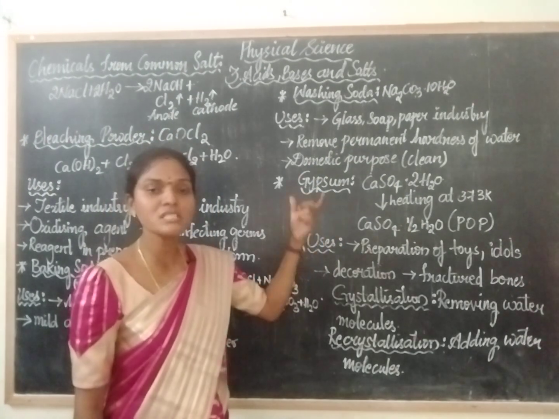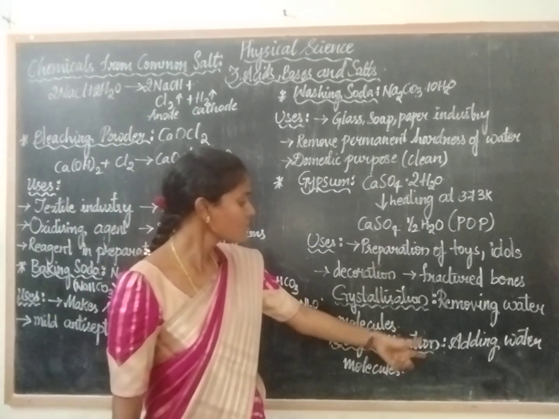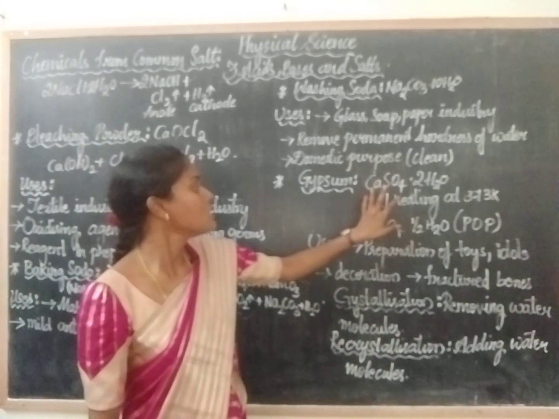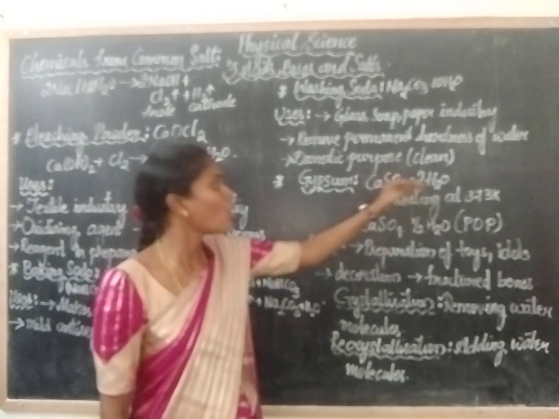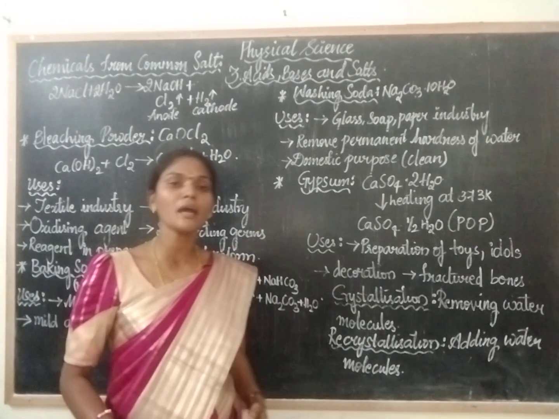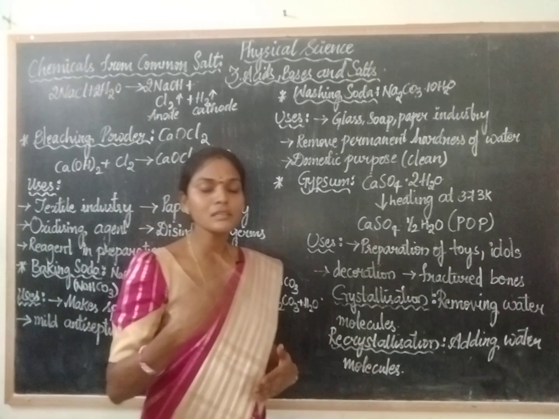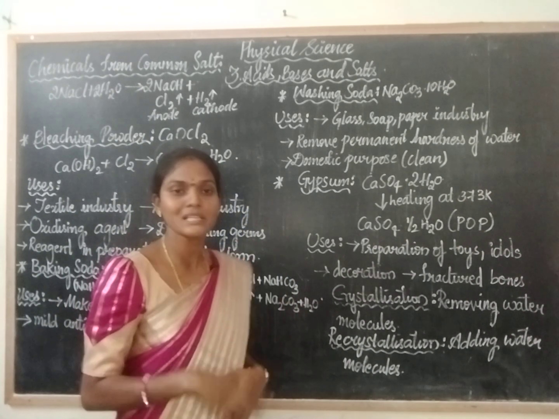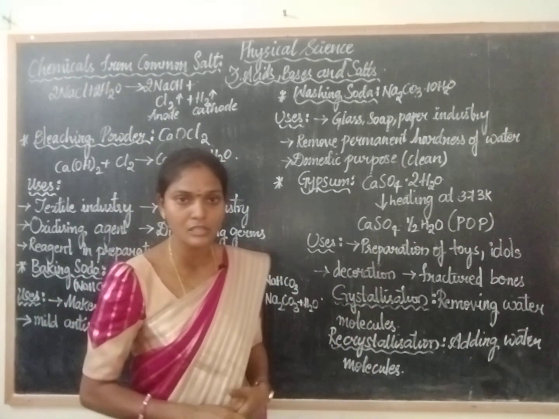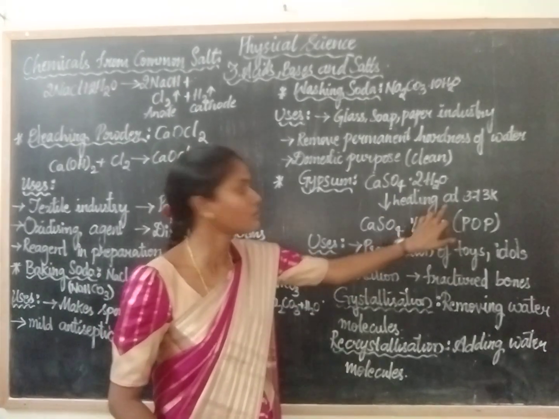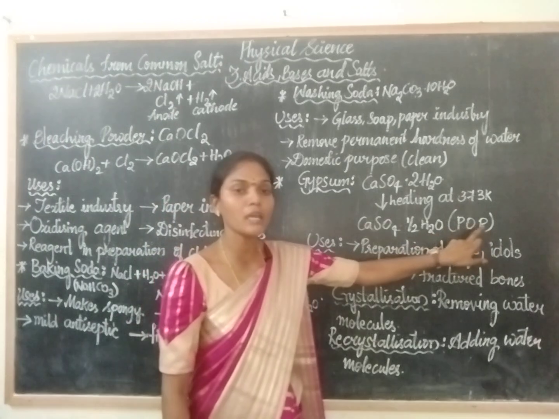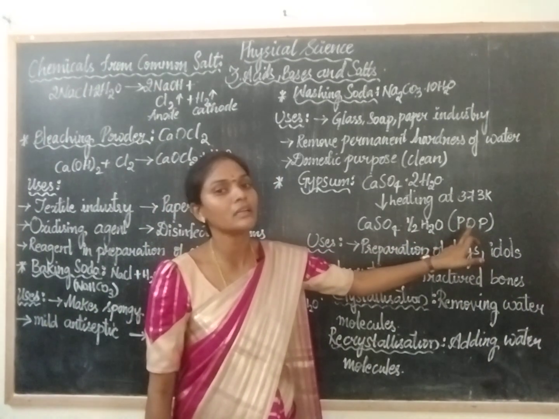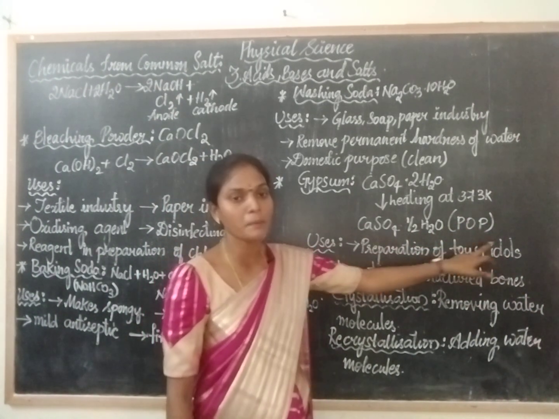Next, gypsum. Even gypsum is obtained from recrystallization. CaSO4·2H2O. When you heat this, what happens? It removes water molecules. That process again is called crystallization. Now, when you heat it at 373 kelvins, you will get plaster of Paris, POP. We call that in Telugu lappam, POP, plaster of Paris.